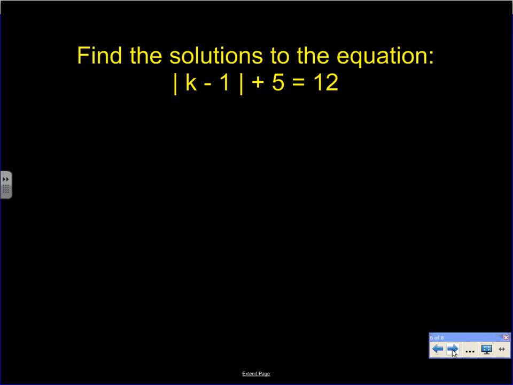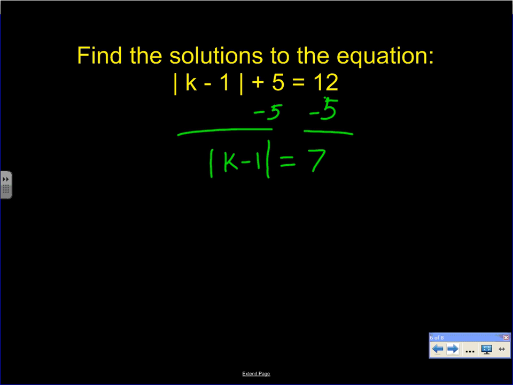This problem here is very, very similar to what we've been solving, but the issue now is that we're adding 5 to whatever's in the absolute value. So this right here in the absolute value is not equal to positive 12 and negative 12. We have to figure out what the absolute value of k minus 1 is equal to. So in order to do that, we just have to get rid of this 5 first. So now we have the absolute value of k minus 1 is equal to 7.